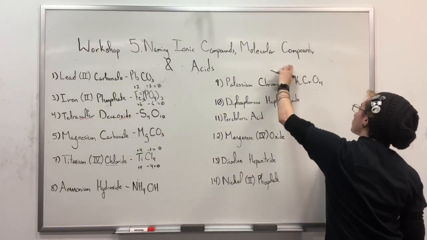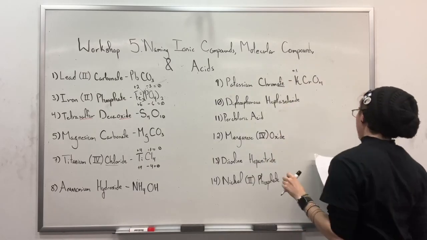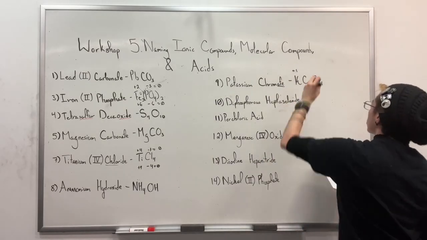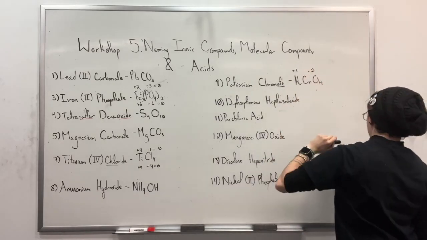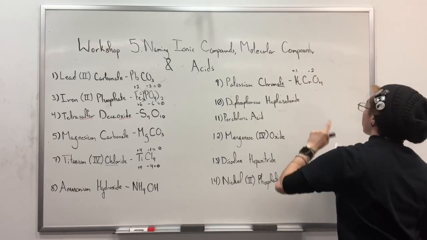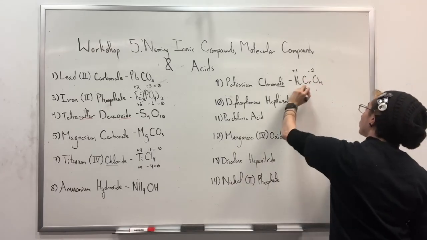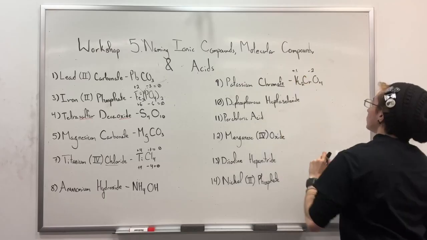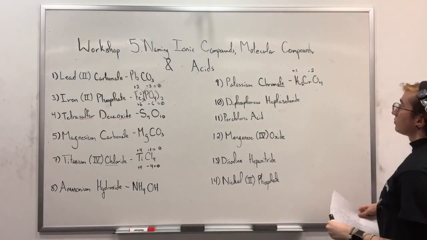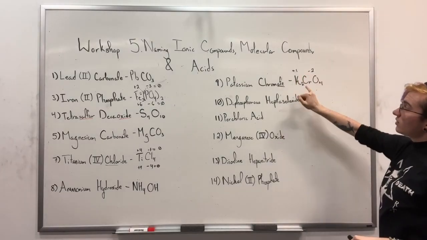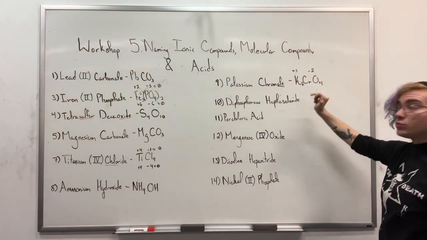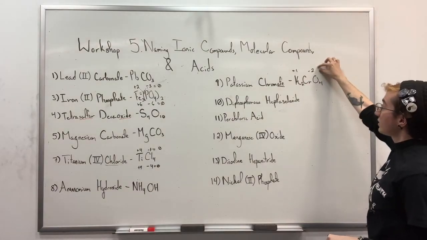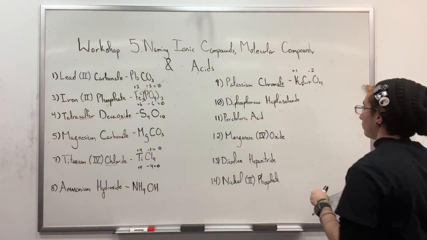Oh, that looked like an H. +1. But chromate has a charge of -2. And so because chromate has a charge of -2, we need these to balance. We cross multiply our numbers. We're going to have K2CrO4. The +1 from 1 potassium means there will be a +2 from 2 potassium to balance out the -2 from the chromate.